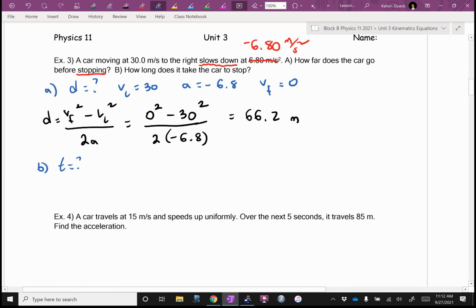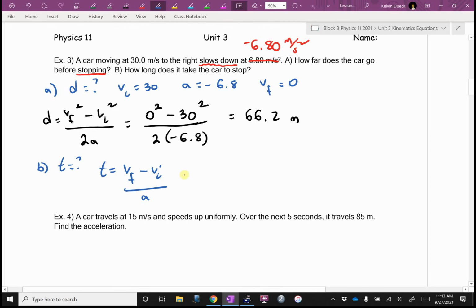You said VF equals VI plus AT? Good. Get the T by itself. So here's what I'd like you to do. You ready? Read to me. T equals, what am I going to write? You said VF, then what? How would I get the T by itself? You said something else first. Minus VI. There. You see it? Good.